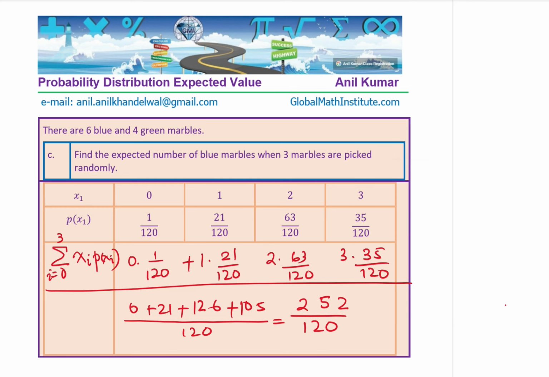I'll divide by 4, for example. I don't have a calculator at present, so I'm dividing by 4. 4 times 63 is 252, and 4 times 30 is 120, so 63 over 30. They can be divided by 3 also, so we get 21 over 10, which is 2.1, right? So that is the expected result. If you pick 3, then how many blues? Slightly more than 2, right? Definitely you'll get 2 blue. That is what we are saying as per this particular experiment. So that is how we can do it.